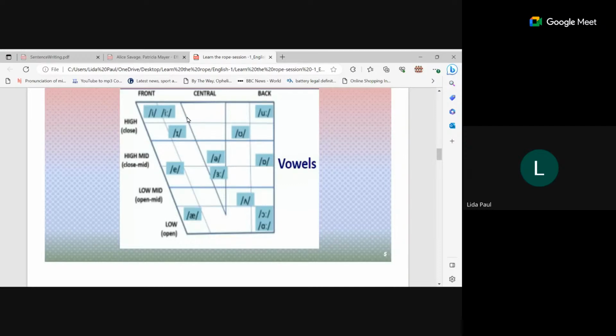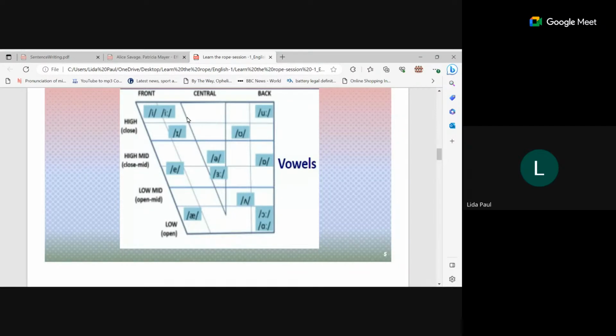And front means it is usually formed in the front part of your mouth, which includes your lips, teeth, and that region. Lips and teeth are not involved in the production of vowel sounds, but we are referring to that particular region, the front part of your mouth. So that is the place from where the sound originates.